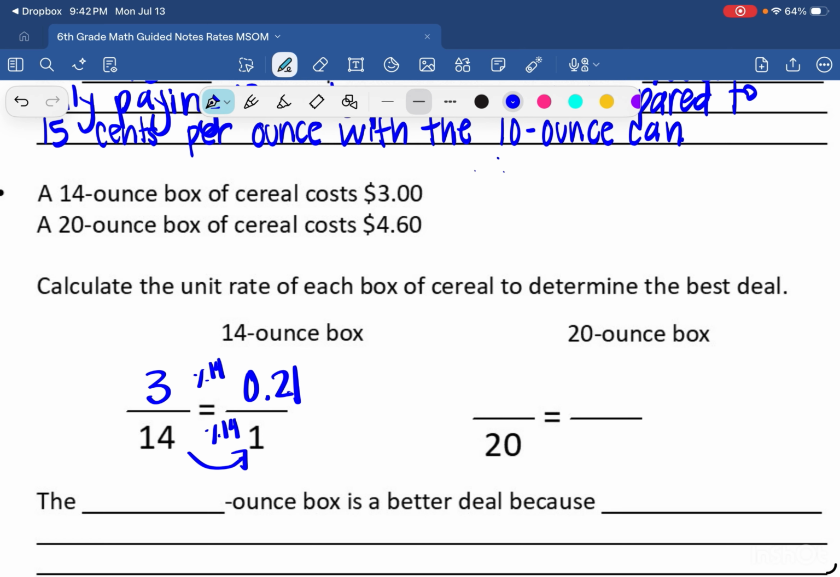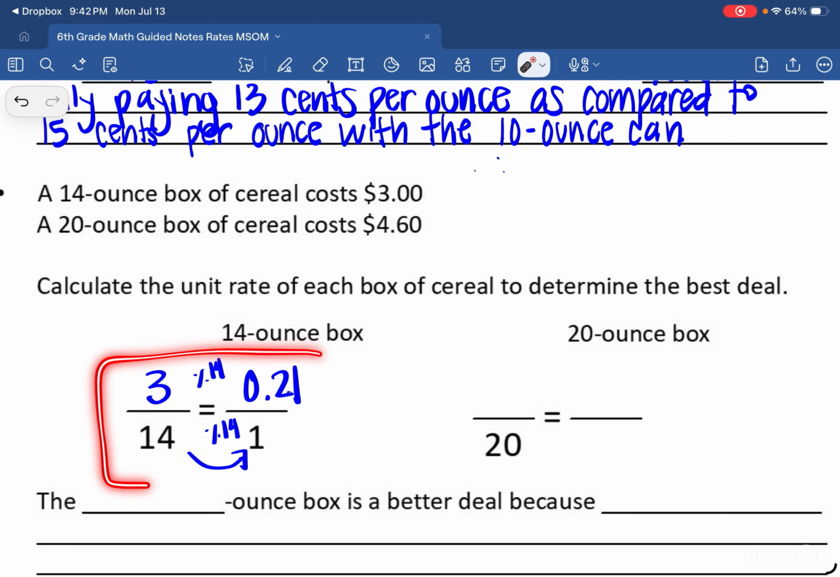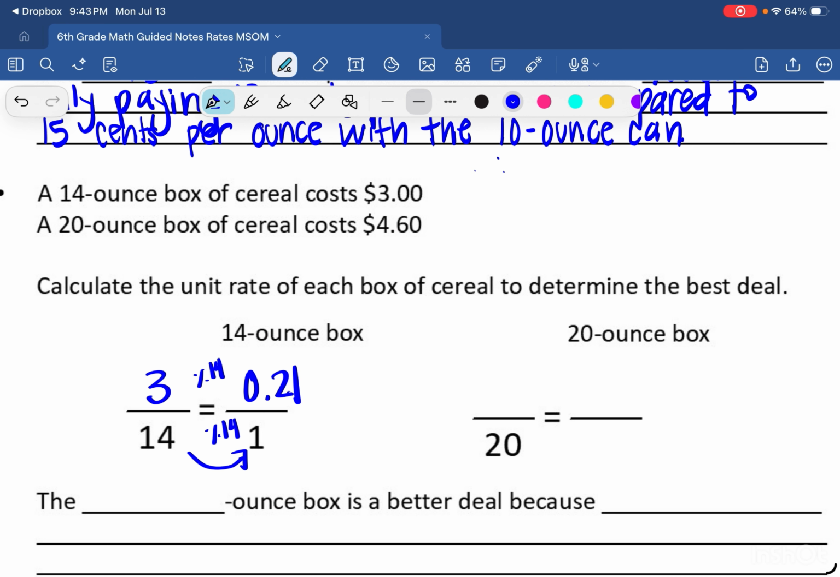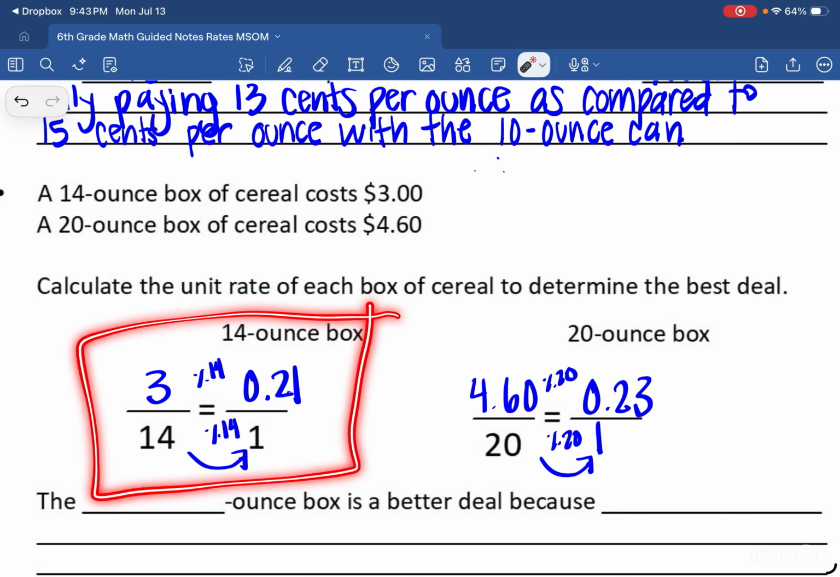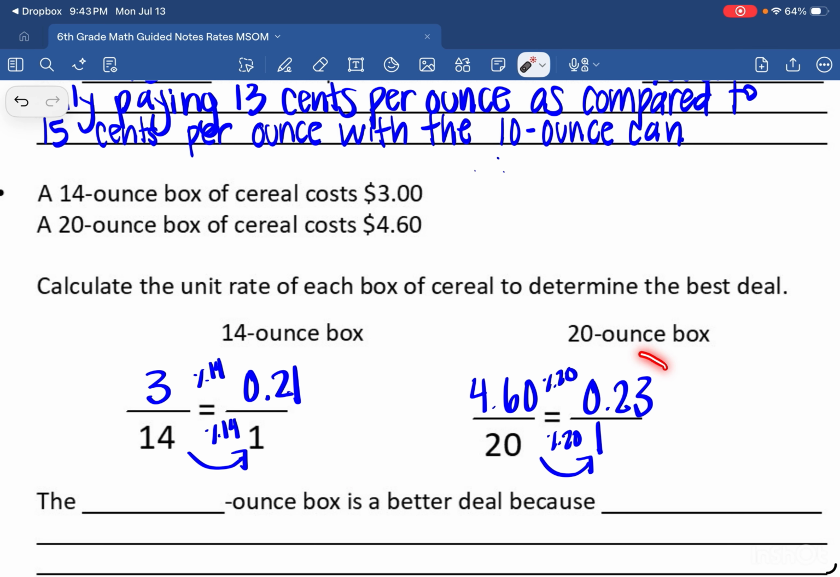The 14-ounce box is 21 cents per ounce. The 20-ounce box costs $4.60. So I will write 4.60 in my numerator, and I want to figure out how much for 1 ounce. So 20 divided by 20 will give me 1. 4.60 divided by 20 gives me 23 cents. So in this case, the 14-ounce box will be the better deal because it costs 21 cents per ounce versus the 20-ounce box that costs 23 cents per ounce.